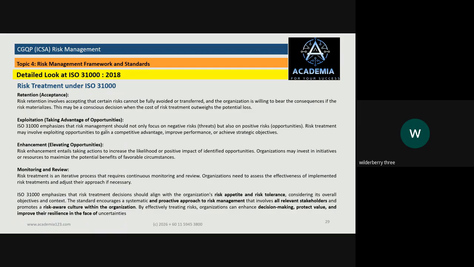Then, taking advantage of opportunities. Of course, here ISO 31000 says that management should not just focus on threats, but also on opportunities. Some people think risk management is always about negative things. No, risk management is also about positive things, about opportunities.